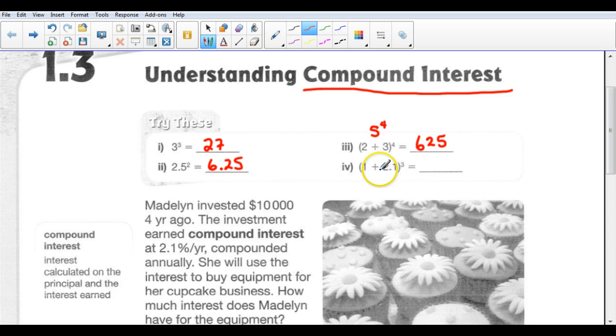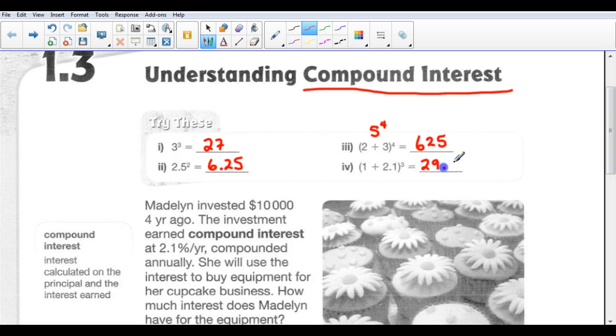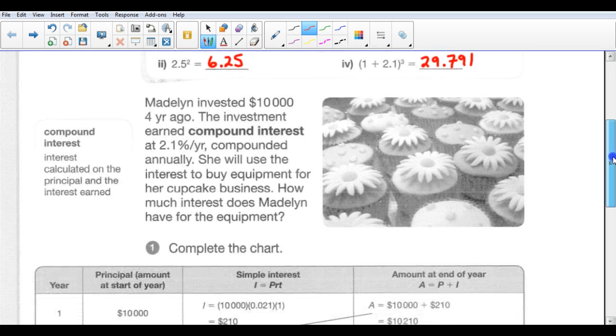Okay. 1 plus 2.1 to the exponent of 3. I have a bracket around here, so I have to do that first. So this will be 1 plus 2.1, which is 3.1 to the exponent of 3. So I'll take 3.1, and I'll put it to the exponent, or up arrow, of 3. And I get an answer of 29.791. So you can see placement of brackets is very important, because we're going to need to know that for the compound interest formula. Okay, so let's go to a problem.